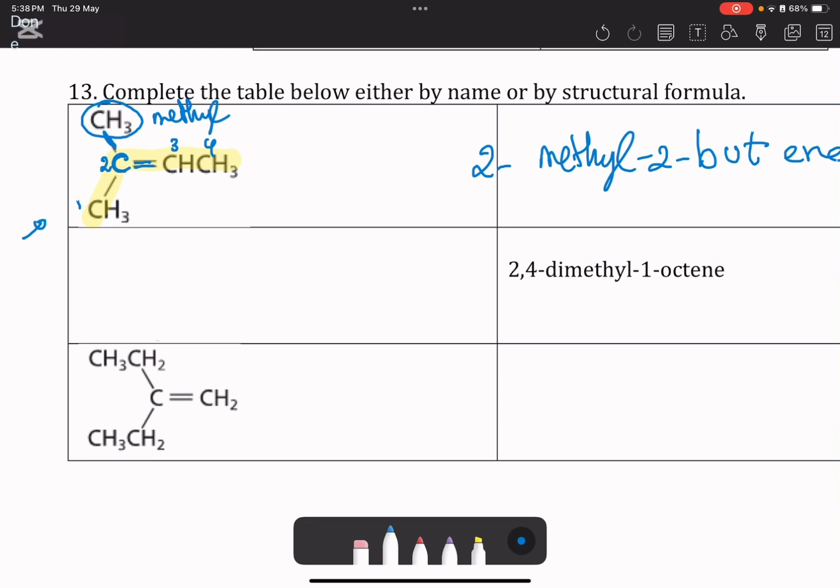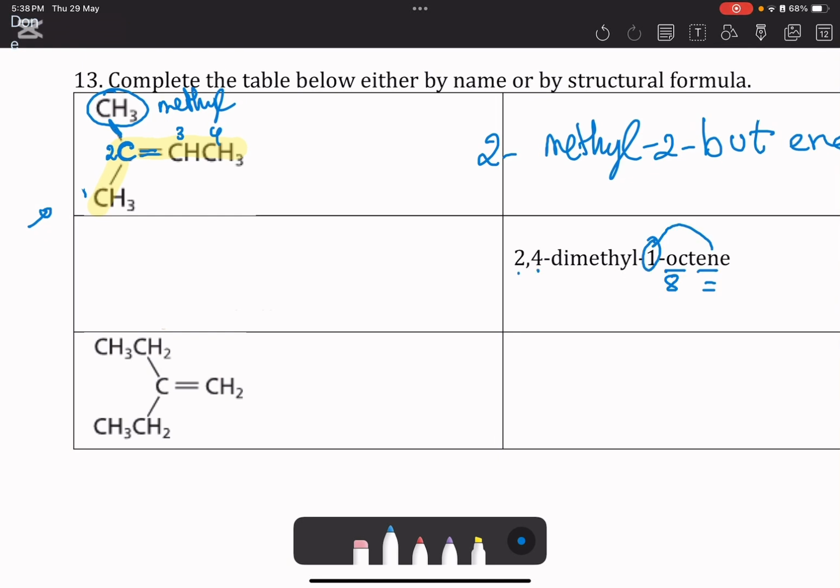Another example, oct means 8 carbon. Always when you're reading a name, start from the last. Ene means I have a double bond. Where exactly? On the first carbon. And on the second and the fourth carbon, I have 2 same branches. Each one is called methyl, 1 carbon.